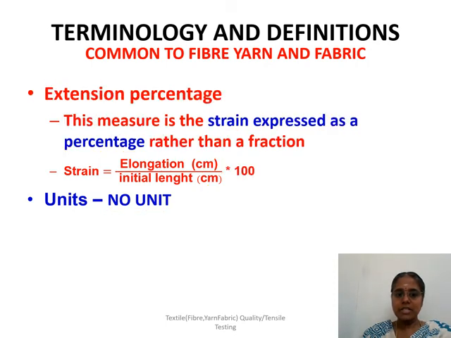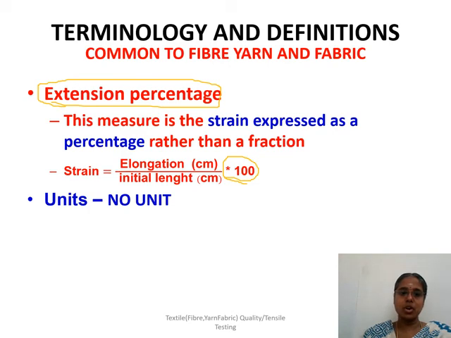If strain is expressed as a percentage, multiplied by 100, then it is extension percentage. Sometimes they call it strain percentage also. So strain percentage or extension percentage is the term that is used. Instead of a fraction, it is told as a percentage. This is a common terminology used for measuring the strain.